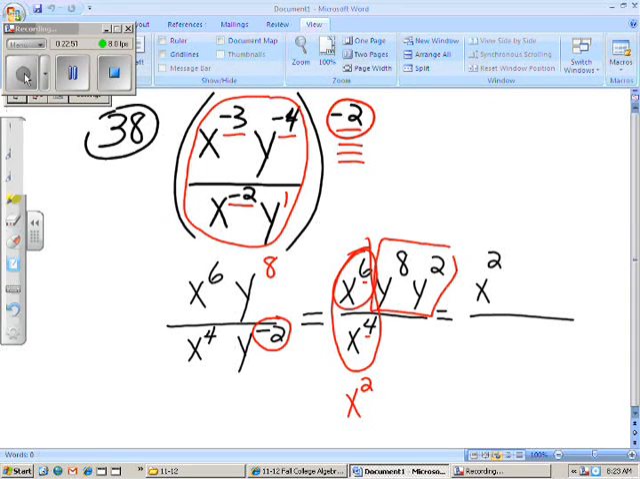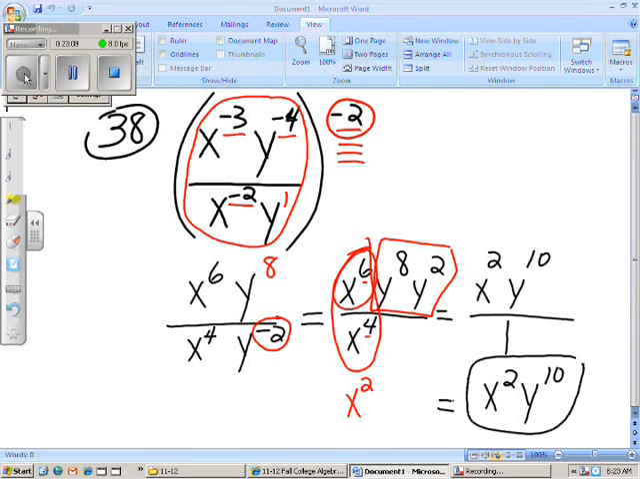Now look at your y's. We have y to the 8th times y squared. When you're multiplying y's, you add the exponents. So I have y to the 10th. All right? We have nothing left on bottom, but actually there's a 1 down there. And for our final answer, we just write x squared y to the 10th, because anything over 1 is just itself.